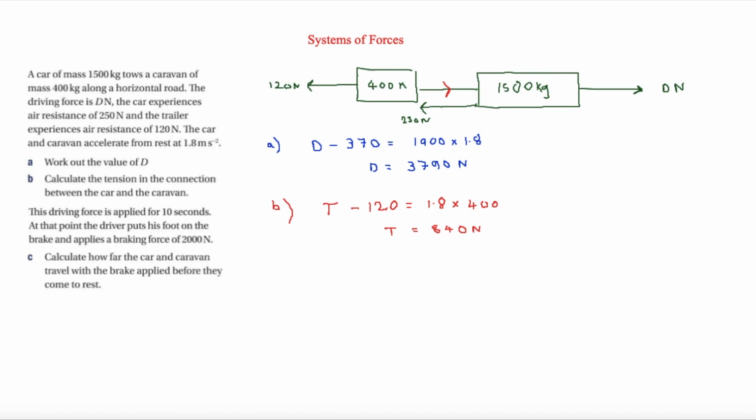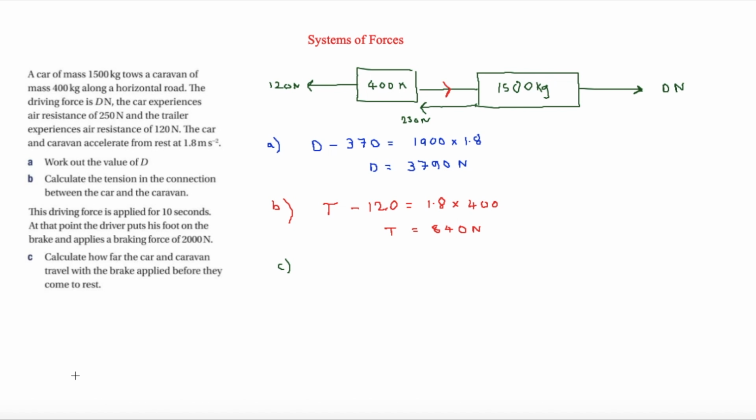Then the final question in this looks like a SUVAT question. It says that a driving force is applied for 10 seconds. At that point, the driver puts his foot on the brake and applies a braking force of 2,000 newtons. Calculate how far the car and caravan travel with the brake applied before they come to rest. For this one, we're going to do two different SUVAT equations, because first of all, we need to find out the final velocity in that 10 seconds so that we can work out the initial velocity in the second one.